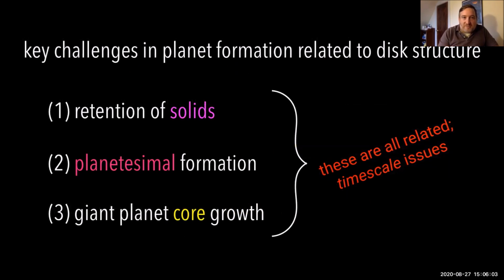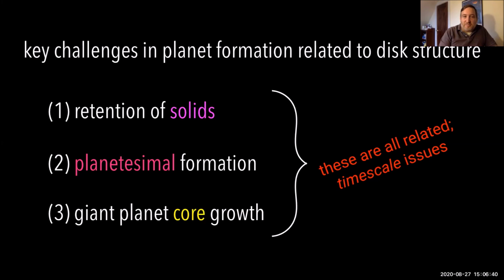So in the context of disk structures, there are three fundamental challenges to planet formation. And at least when I was in graduate school and being educated about the planet formation process, these were not actually problems. They were sort of glossed over. And the problems start earlier than the classical problems in the core accretion planet formation process. I'm going to talk about mostly two of these three things today, but they're all related. And they're all timescale issues, right?